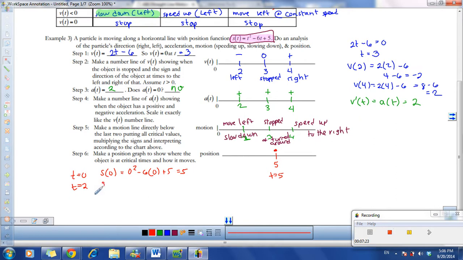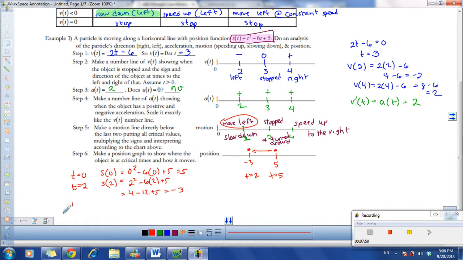T equals 2. So let's see, at t equals 2, s of 2 equals 2 squared minus 6 times 2 plus 5. That's 4 minus 12 plus 5. That is negative 8 plus 5, which is negative 3. So at t equals 2, we were at negative 3. I'm going to draw negative 3 right here. So yes, I did move to the left. Hey, isn't that what we said?